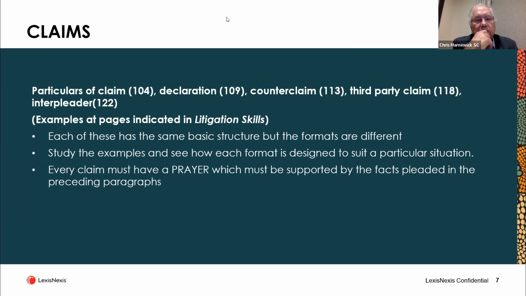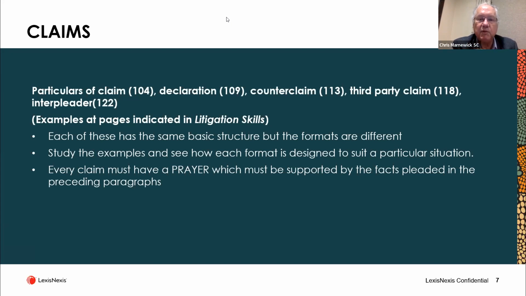What you will notice about claims is that they all have the basic structure, but the formats are different, and these formats are designed to suit particular purposes. The third-party claim, for example, if you study the rules relating to third-party claims, you will notice that the pleader has to do certain things which include attaching copies of the prior pleadings in the case to the third-party claim. So the format differs, but the basic content will be the same. I'll get to that on the next slide.